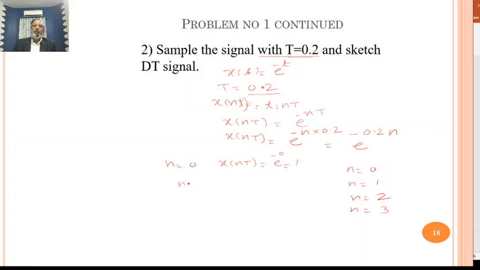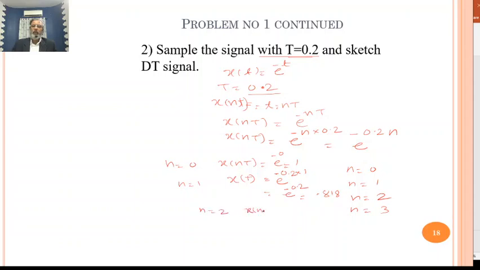For n equal to 1, what is the magnitude here? e raised to minus 0.2 into 1, that is e raised to minus 0.2, and this value is 0.818.